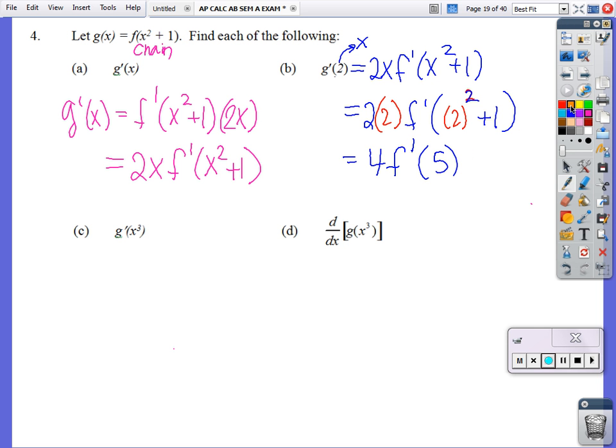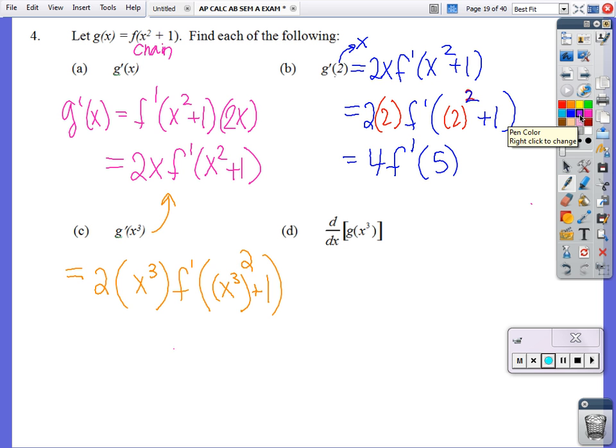Letter C says g prime of x cubed. So again, I'm going to use the above to get that g prime of x cubed would be 2 times x cubed, f prime of x cubed, where x cubed goes in for x. We're going to square that value and then plus 1. So I've taken the derivative already, and now I'm inputting values for my x. In this case, there isn't much I can do to this, but 2x cubed f prime of x to the 6, because we multiply these powers, and then plus 1.